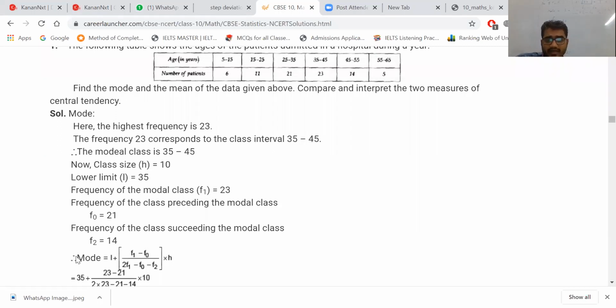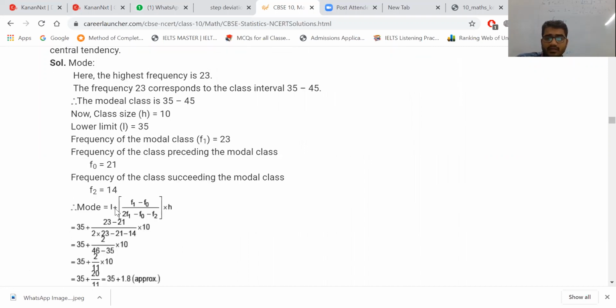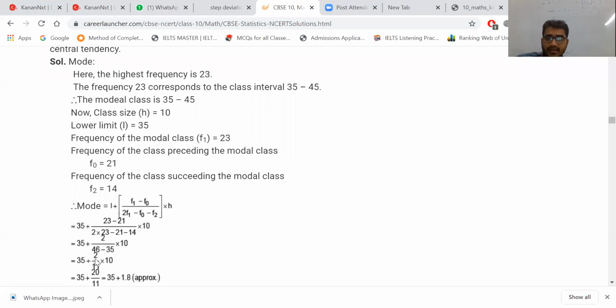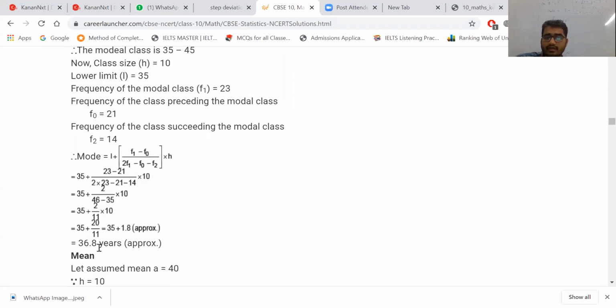Now, as per the question, mode is equal to L plus F1 minus F0 upon 2F1 minus F0 minus F2, into H. Putting all the values here, as you can see on your screen, that is how you get your answer. And the answer you get is 36.8 approximately.